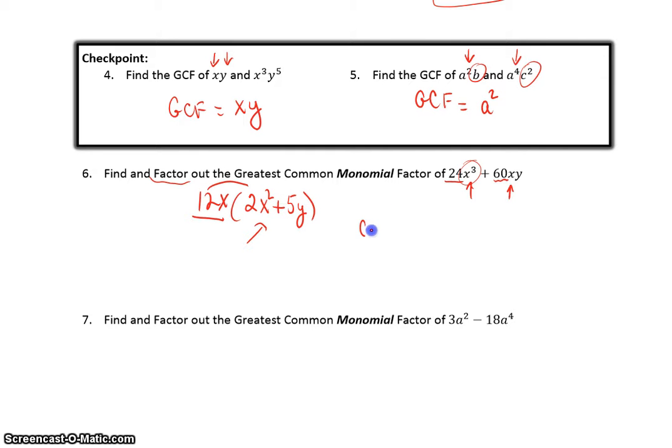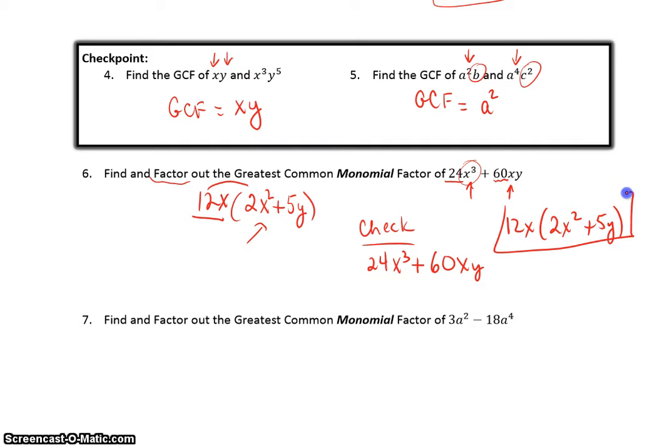To check your answer, you're just going to distribute. So I'll distribute: 12 times 2 is 24, and then I'll have x times x squared, x to the third, plus 12 times 5 is 60, x times y. And we have it right. So your final answer is 12x, parentheses, 2x squared plus 5y. And we'll talk about in class how you would solve an equation with that.